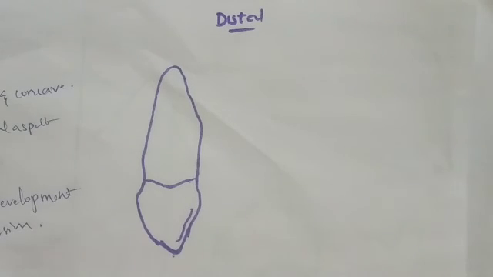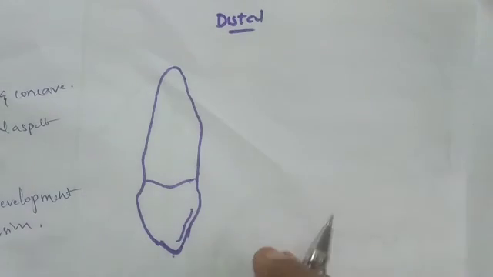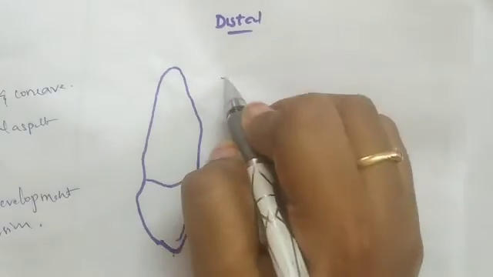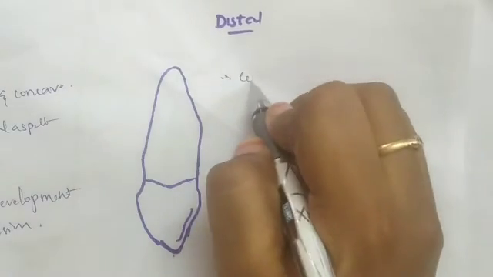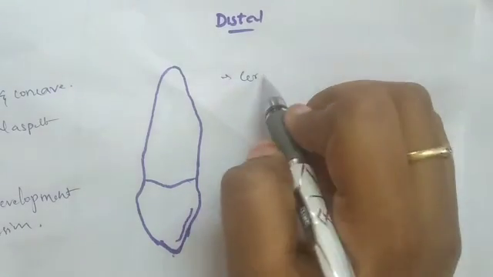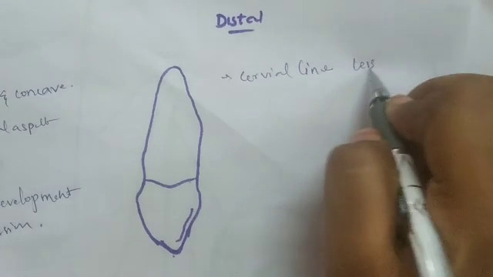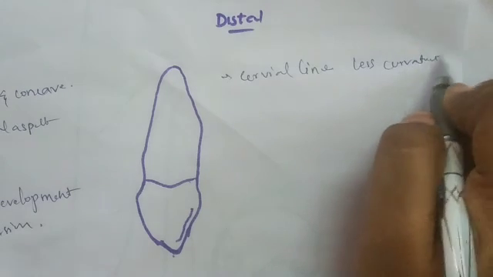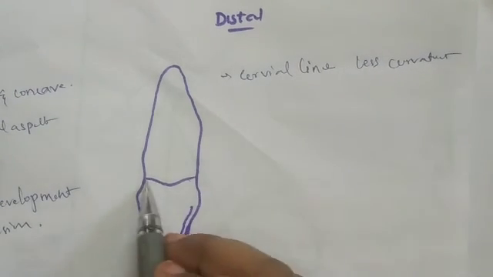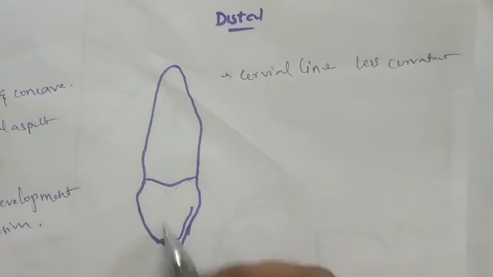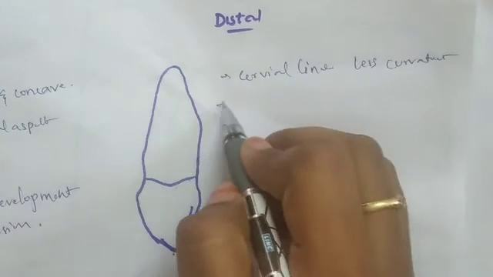Okay, let's see the distal aspect. Distal is nearly the same as the mesial aspect with some differences. The cervical line is not much curved. The cervical line has less curvature compared to the mesial aspect. This is the cervical line. It is less curved, but in the mesial aspect it has a little more curvature towards the cusp tip.